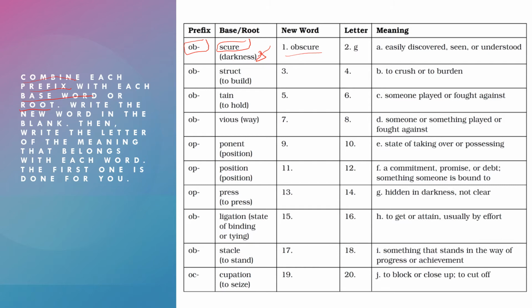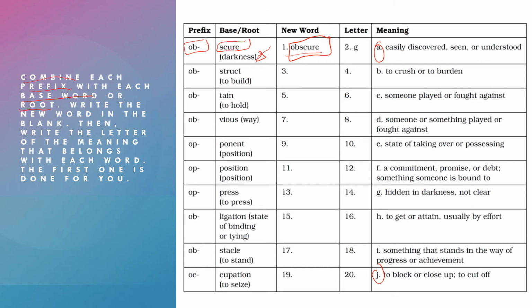Let me continue here. Write the new word. Here you have to write the new word that you made by combining the two, which is an easy task. Then write the letter of the meaning that belongs with each word. The first one is done for you. I go to the meanings, from A to J, and choose one of the letters to tell the meaning of this word. For example, obscure, the meaning is G. Let's go to G. It means hidden in darkness, not clear.